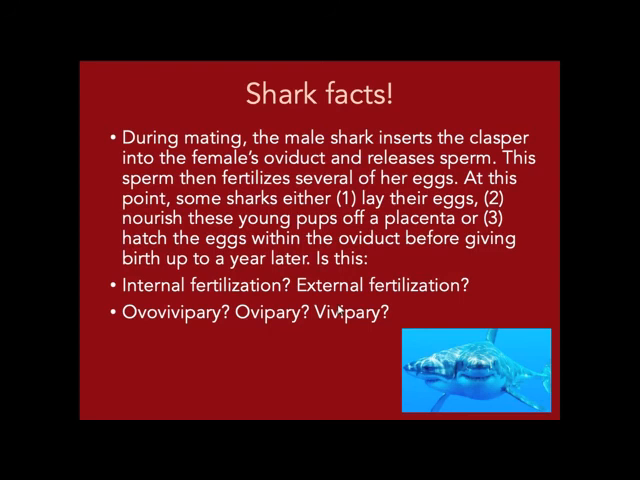So, internal or external fertilization? Internal. Yeah, internal, right? All right, so are these things oviparous or viviparous? If the female lays her egg, what is that? That's oviparous. If the female nourishes the pups off of a placenta, what's that? That's viviparous. Or if she hatches the eggs within the oviduct before giving birth a year later, what is that? I guess that's ovoviviparous. That's kind of weird.